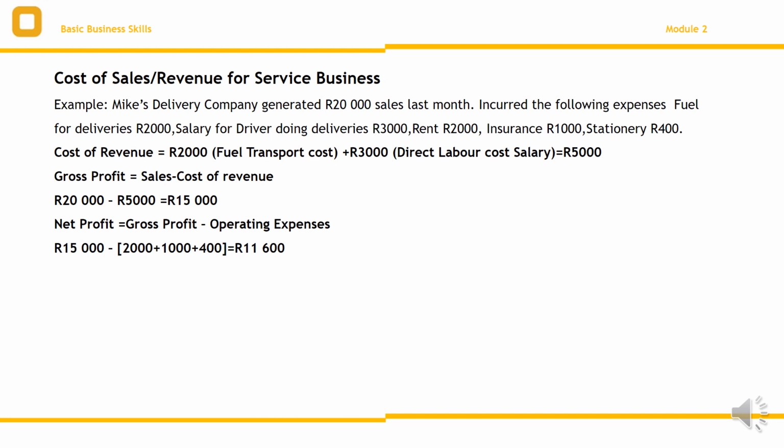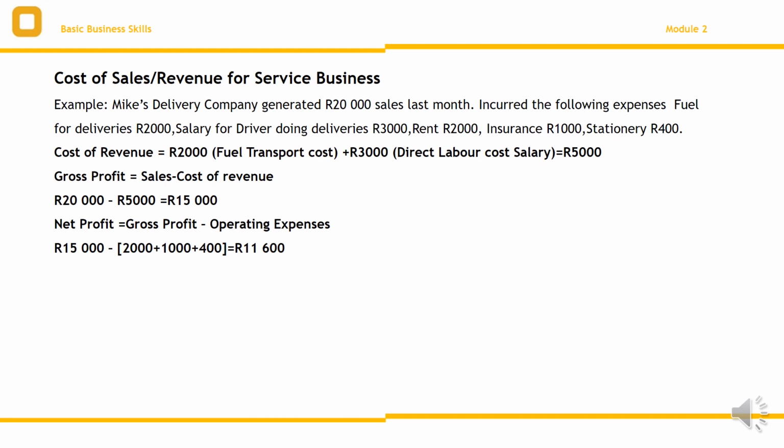To calculate his gross profit, we'll then use the gross profit formula that we discussed earlier and say sales less cost of revenue. In this case, he's generating sales to the value of 20,000 Rand, so it would be 20,000 Rand minus 5,000 Rand, which was his cost of revenue. So his gross profit per month is 15,000.